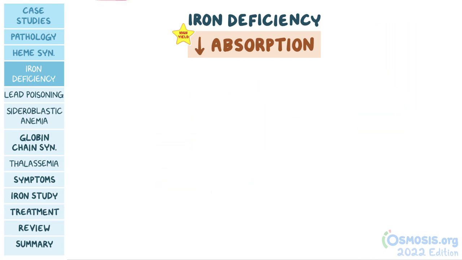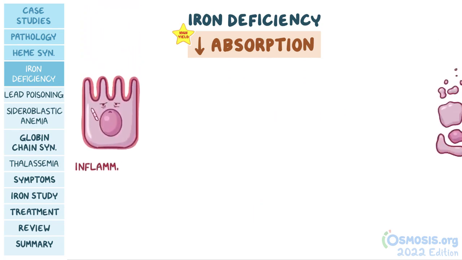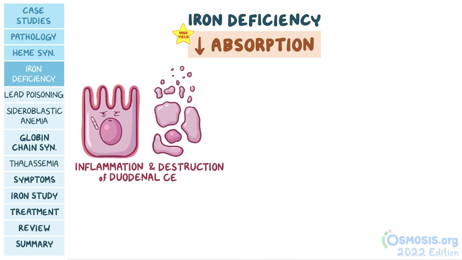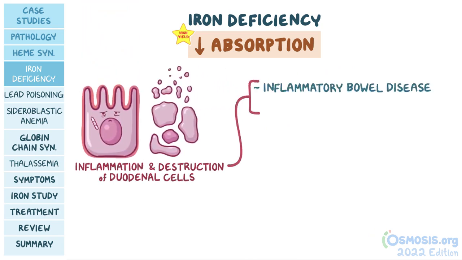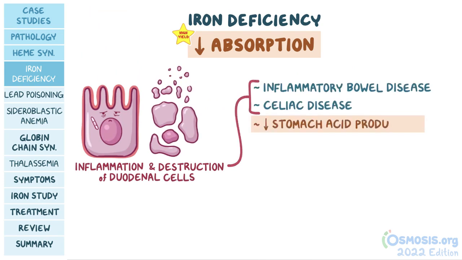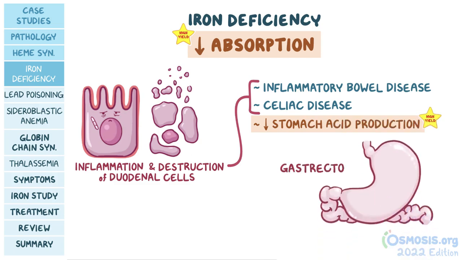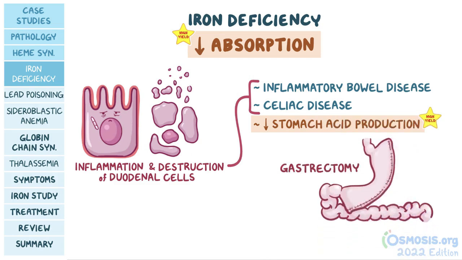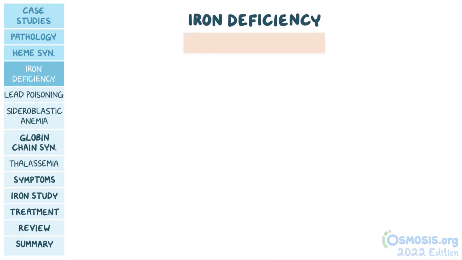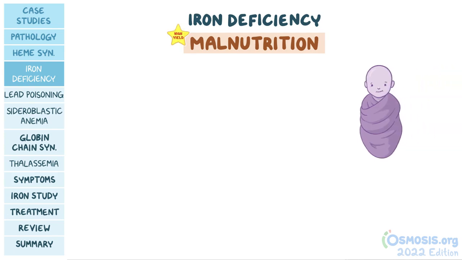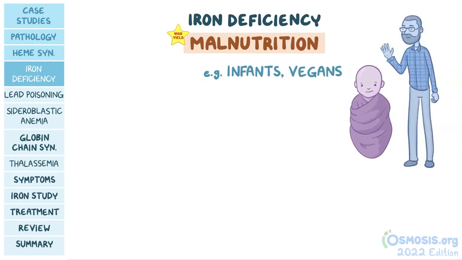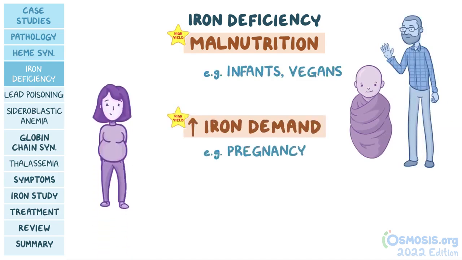Okay, so decreased iron absorption can occur with inflammation and destruction of duodenal cells, like in inflammatory bowel disease or celiac disease, or with decreased stomach acid production, like after a gastrectomy, where a part of the stomach is removed. Next, malnutrition, which sometimes happens with infants and vegans, and increased iron demand, like during pregnancy, can also cause iron deficiency anemia.